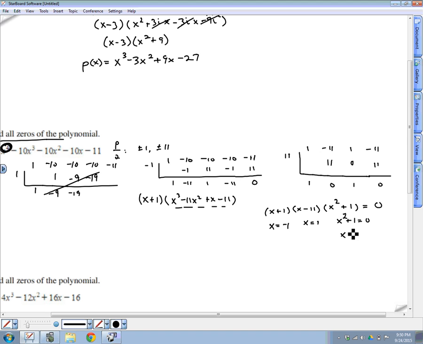If you subtract the 1, you get x squared equals negative 1. If you square root both sides, you get x equals plus or minus the square root of negative 1. That's the definition of the imaginary unit i. So that counts as 2 zeros. These were the other two: x equals negative 1, x equals positive 1. Oh, sorry, positive 11.